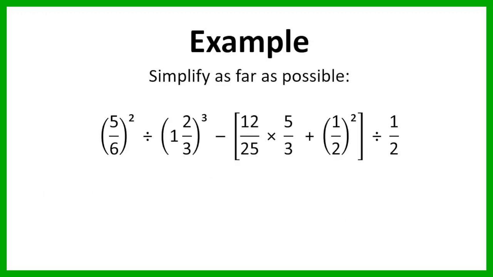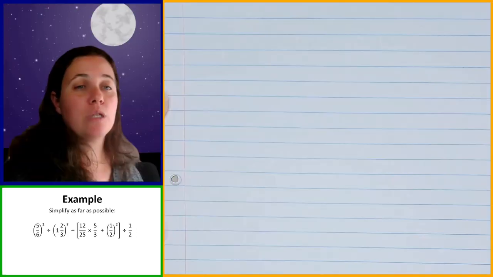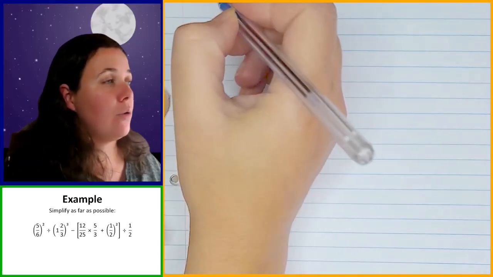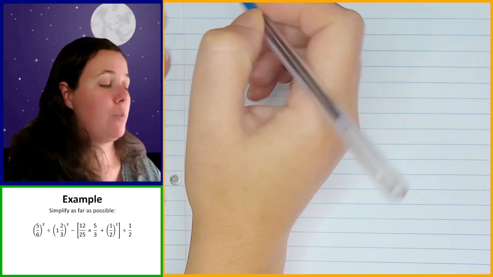This is quite a complicated one to start off with, just to show you a whole lot of different things that you can encounter. In this question, we've got 5 over 6 squared divided by 1 and 2 thirds cubed minus 12 over 25 times 5 over 3 plus a half squared, and that was all in brackets, then divide by a half. The very first thing we're going to do with this question is convert any mixed numbers to improper fractions.